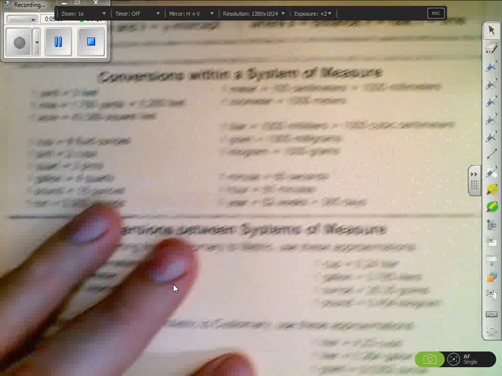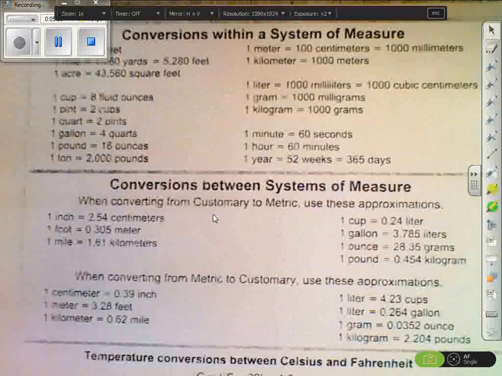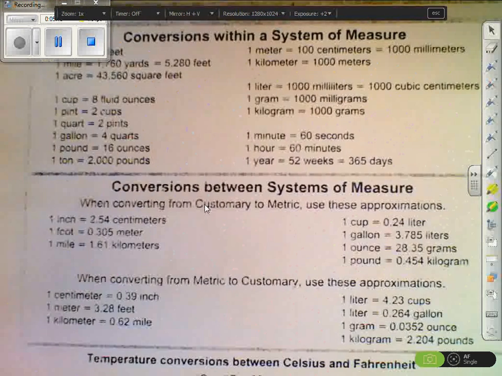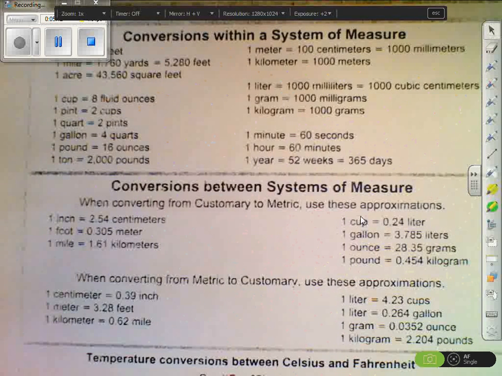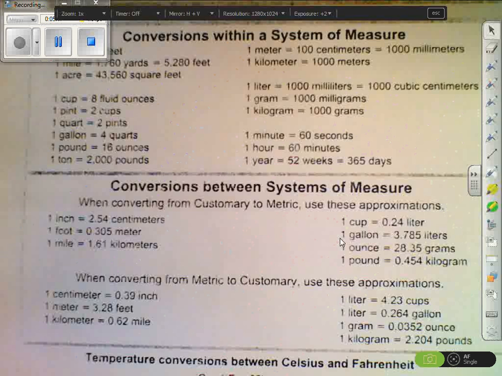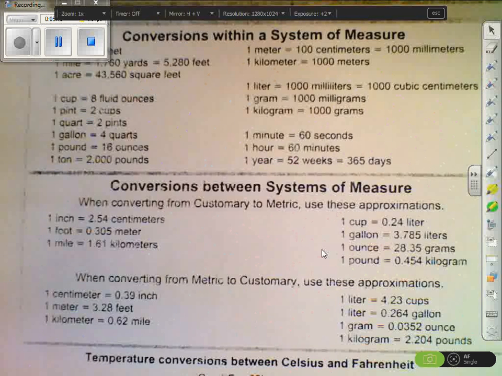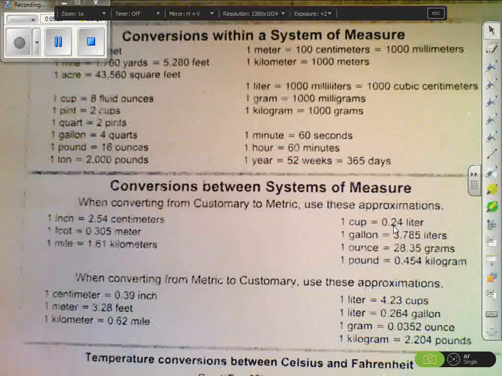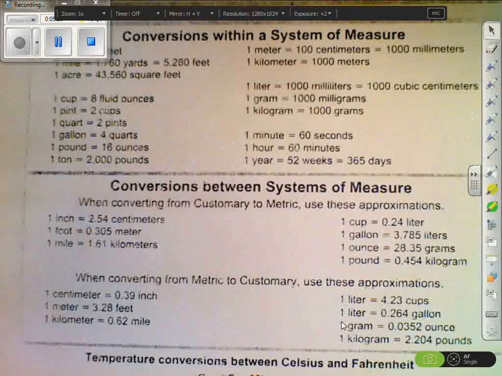Is there a direct quarts to liters? Quarts are customary, liters are metric, so I use this part. Do I have a quarts to liters? No, in fact, it doesn't start with quarts on anything. Well, do we end with liters on anything? Yeah. We have cups to liters and gallons to liters, but no quarts to liters.